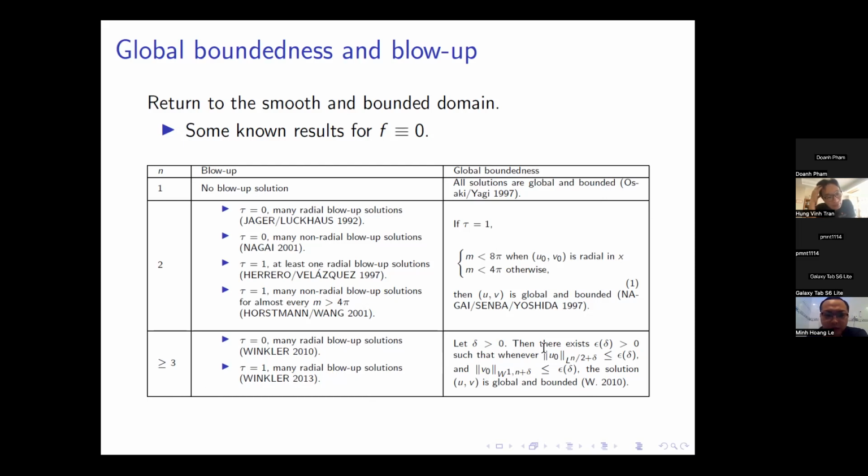Can I have a question, Minh? Yes, sure. So in the case n equals 2, you say that if u naught and v naught are both radial, then if m is less than 8 pi, you have globally bounded solutions, right? Yes. Is it known that if m is greater than 8 pi and u naught and v naught are radial, then things can blow up? For that one, I don't know. Yeah, I don't know.